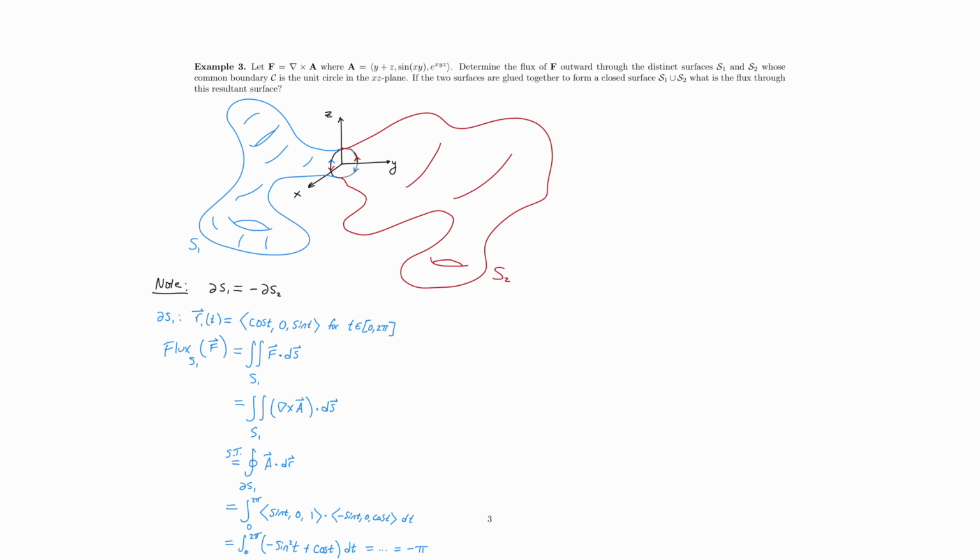Okay? So now for the red, let's think about this. I'm going to move up here to the right, do a little bit more room here. This is parameterized, let's say by R2 of t. An easy thing we can do here is just swap this and get sine of t, comma 0, comma cosine of t for t in the interval 0 to 2 pi.